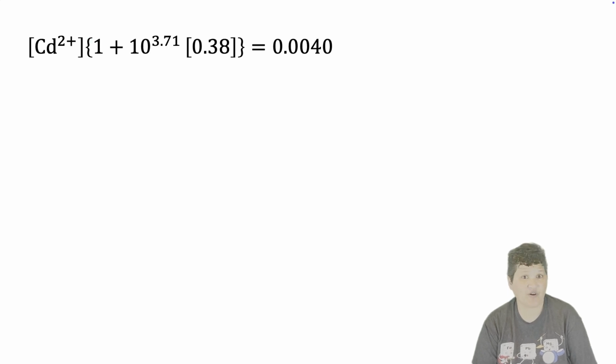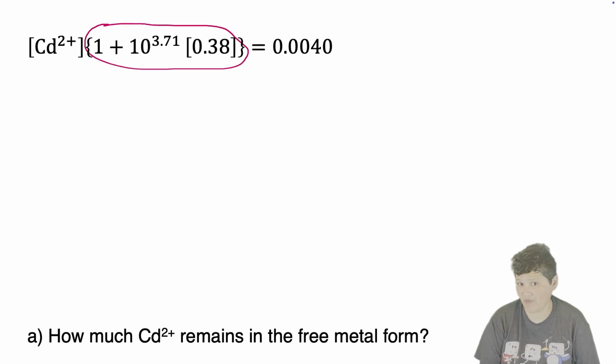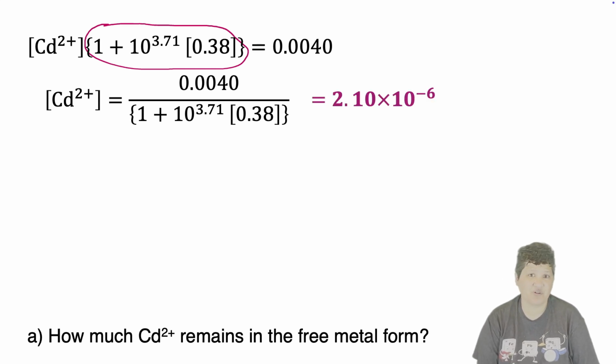Now that we have this, we are almost ready to answer part A of the original question: how much cadmium 2+ remains in the free metal form? The way to get the final answer is to divide both sides of the equation by what's in the curly brackets, like this. And when you put that into your calculator, you find that the concentration of free cadmium is equal to 2.1 times 10 to the minus 6th.